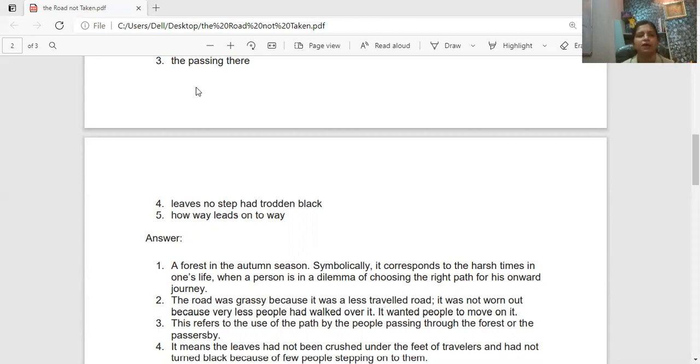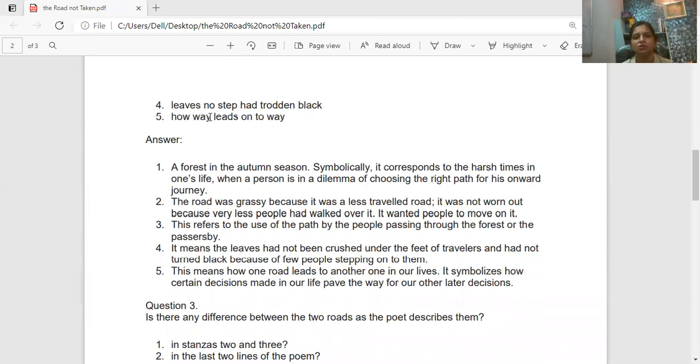The third one, passing there. This refers to the use of the path by the people passing through the forest, or even the passers-by. Next, 'leaves no step had trodden black'. It means the leaves had not been crushed under the feet of the travelers and had not turned black because of few people stepping onto them. 'How way leads on to way'. This means how one road leads to another one in our lives. It symbolizes how certain decisions made in our life pave the way for our later decisions.